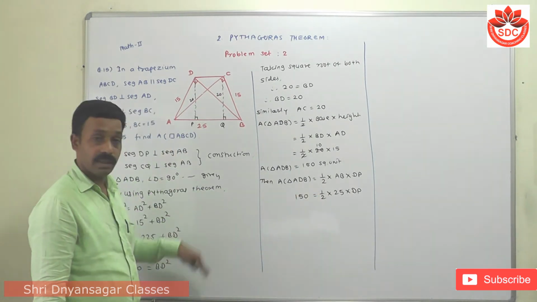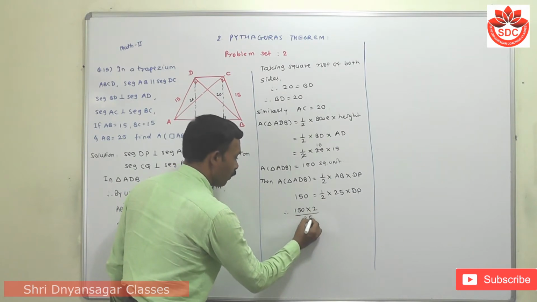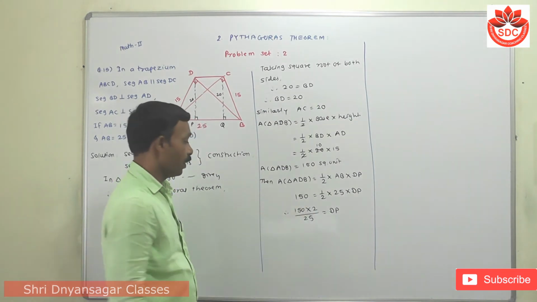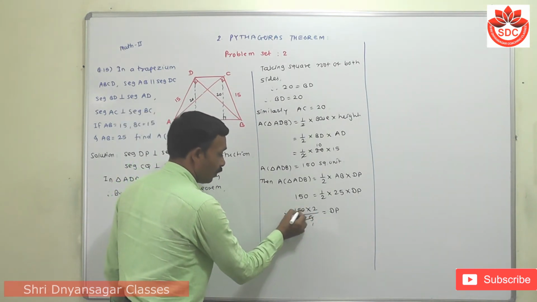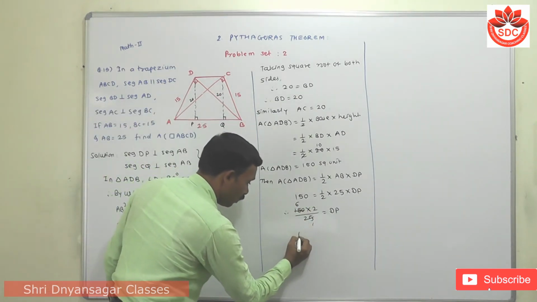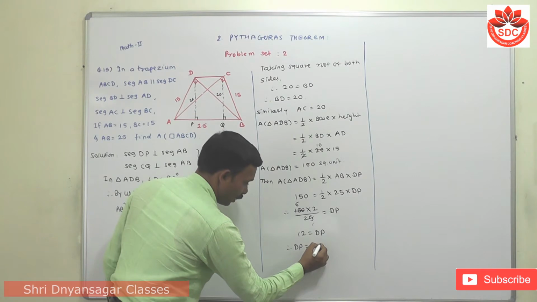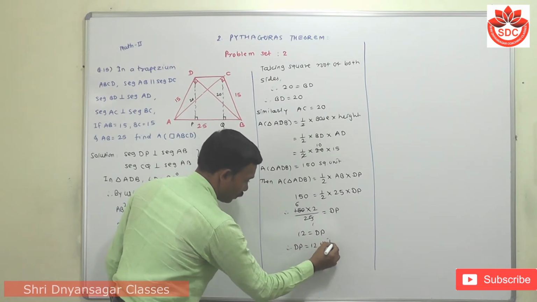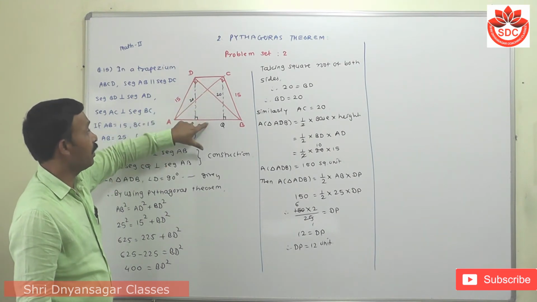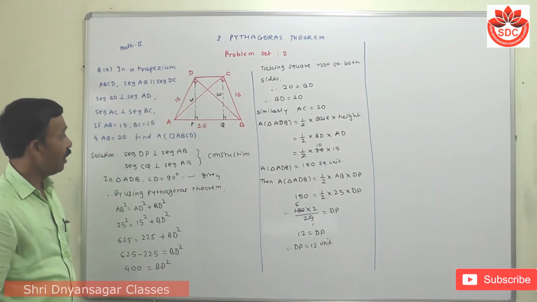Then transposing to the other side, we get 150 into 2 upon 25 is equal to DP. Can you understand this? 25 goes to the denominator and this goes to the numerator. Then 25 times 6 is 150, so 6 into 2 is 12, which is equal to DP. This means DP is equal to 12 units. Students, DP and CQ are the same because this is the perpendicular distance between these two parallel lines. So CQ is also 12 units.